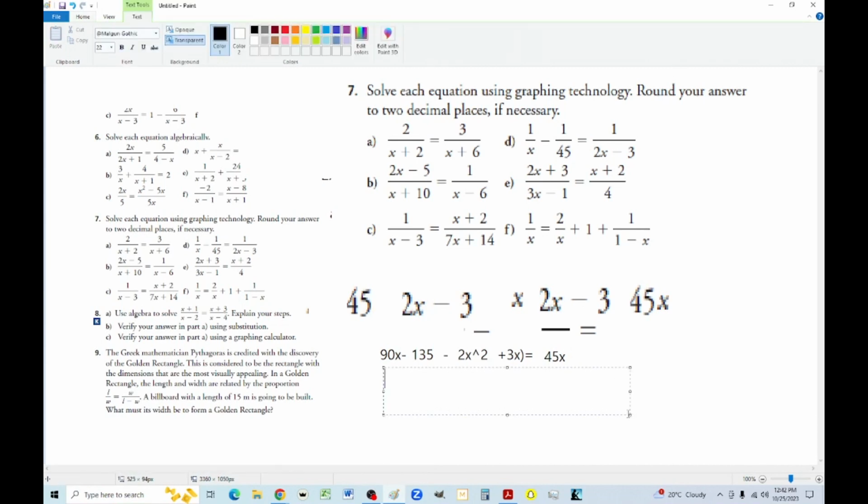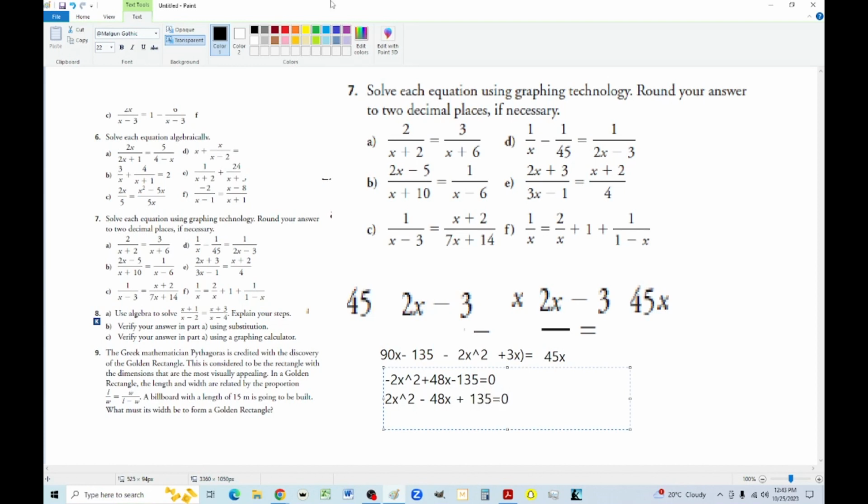Now we're going to get all the x squareds. Let's get them all to the right side. So we're going to have on the right side, let's add these x's actually. Let's just do it like this. We're going to leave the x squared on this side. So we get minus 2x squared plus 90x plus 3x minus 45x minus 135 is equal to 0. And so I get minus 2x squared plus 48x minus 135. If I divide everything by -1, I get this.